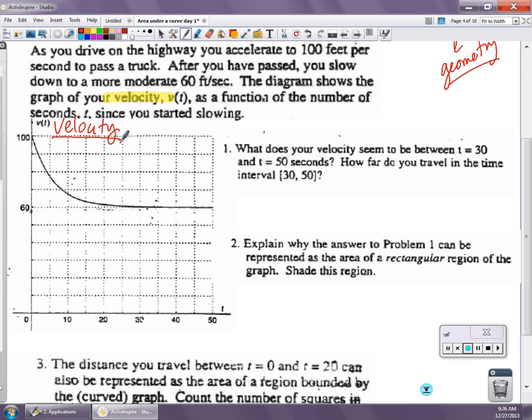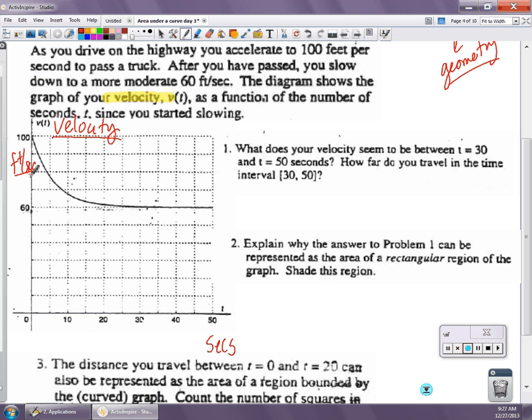So this curve right here shows how fast you are traveling at any point over this interval of time, as a function of the number of seconds t. So they're telling us that time is measured in seconds and that velocity is measured in feet per second.